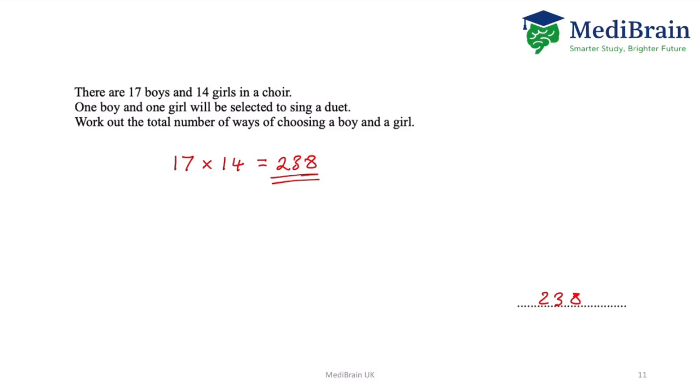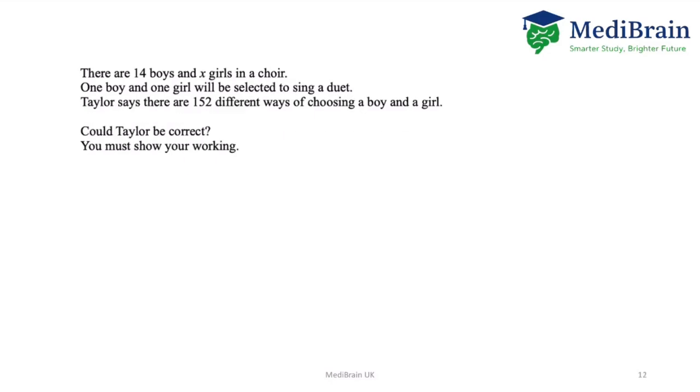Okay, and where would you see this question? If the numbers are this nice, then you would most likely see it on a non-calculator paper because you would just need to multiply 17 by 14. If the numbers are a bit more complex, then you may see it on a calculator paper.